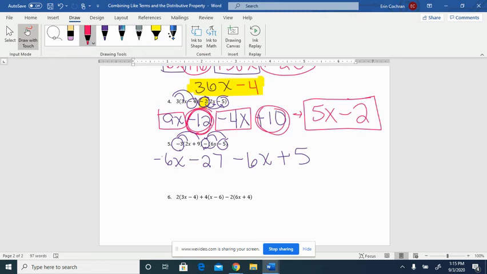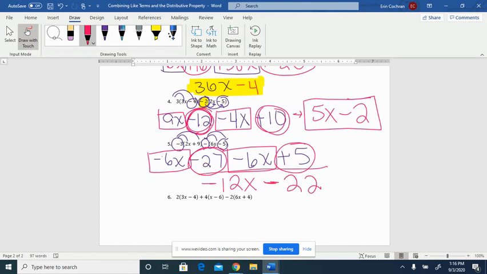Now let's combine like terms. Negative 6x can be combined with negative 6x. So 2 negatives, when you add them, stays negative. And we have negative 12x. A negative 27 and a positive 5. 27 is larger, so it's going to stay negative. So negative 27 and 5 make a negative 22. Can't combine those, so that is your final answer.